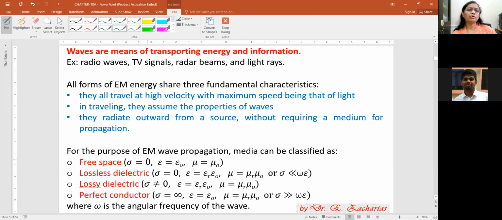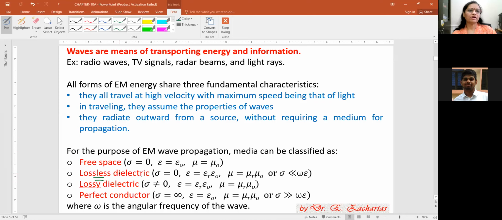Now, we will go to dielectrics. Dielectrics are materials or medium which don't have a conductivity. That's a general description of dielectrics that you have studied previously. But here we are talking of two types of dielectrics. The first type of dielectric that we will discuss is the lossless dielectric. What is a lossless dielectric?